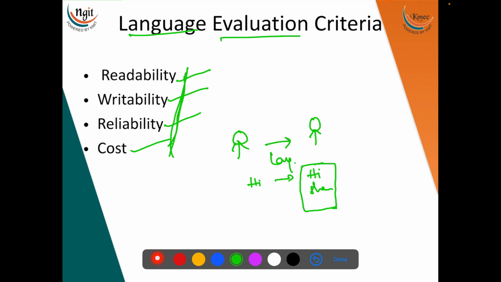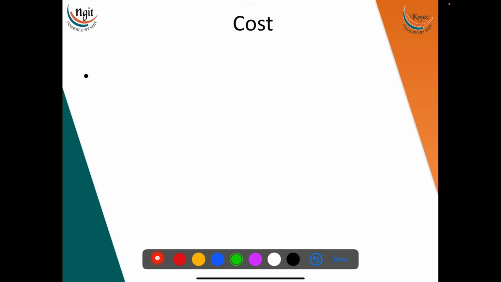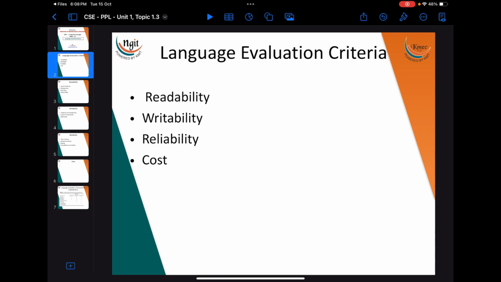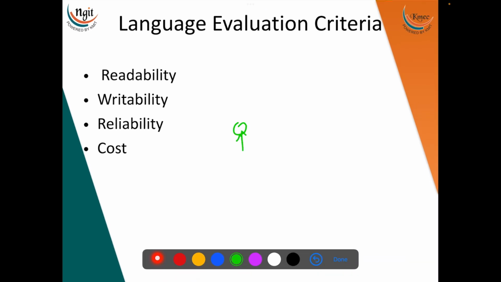Now in the same way, assume that I want to develop one application, which is A. A is my application. A software developer wants to develop this application. Whatever instructions he writes to execute it should be evaluated in concern to readability, writability, reliability and cost. Otherwise, the application is not getting executed or implemented.